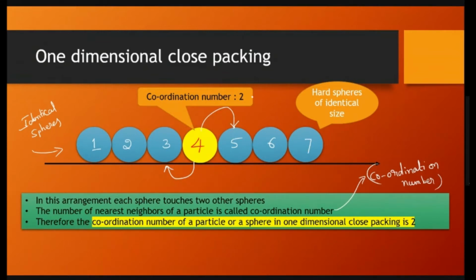Coordination number is 2. Any sphere you can consider. If I consider the fifth sphere, the nearest spheres are 6 and 4. Coordination number is 2. So in this way, you can take the one-dimensional close packing and the arrangement you can see horizontally, and also you can expect it in vertical form also. But the coordination number remains the same. Okay.